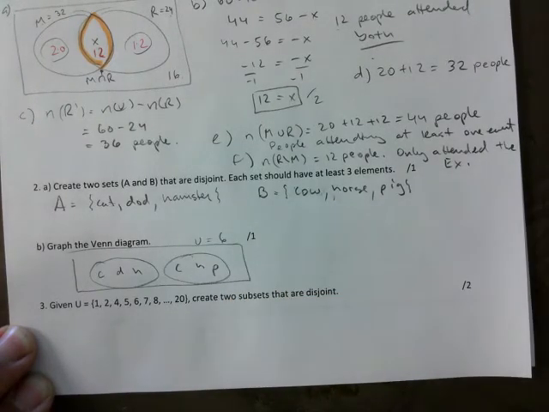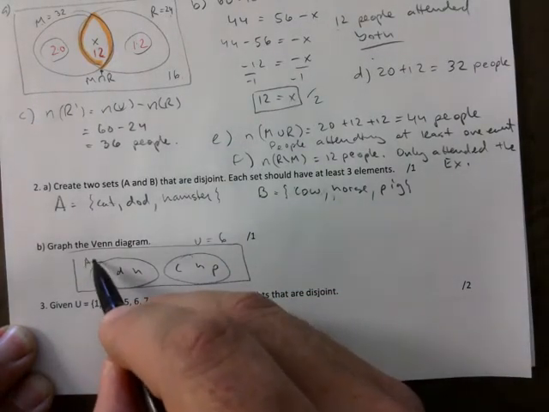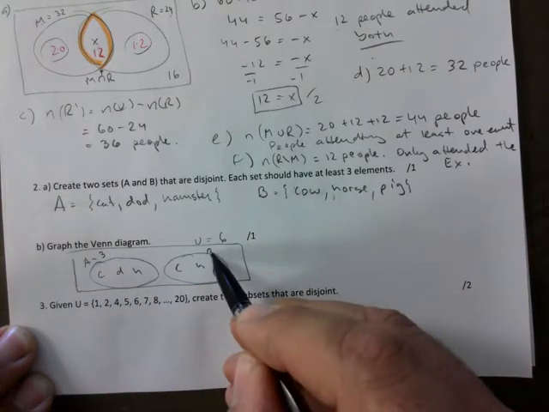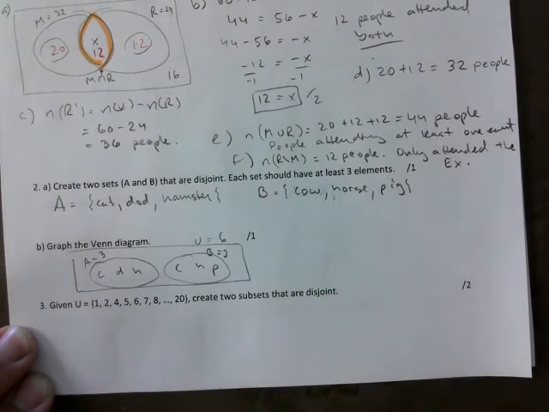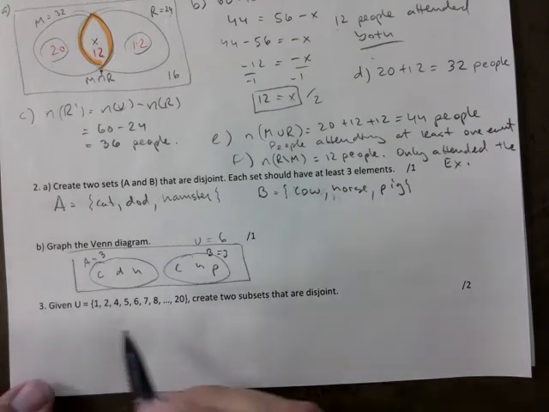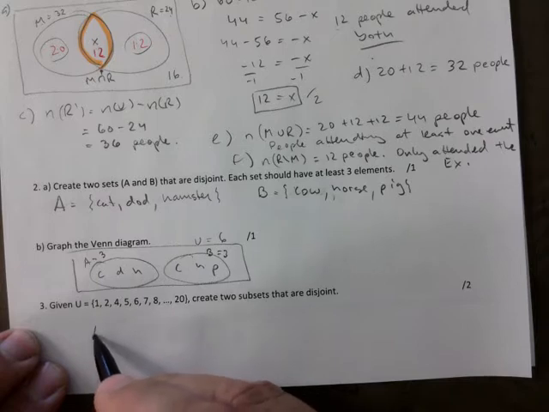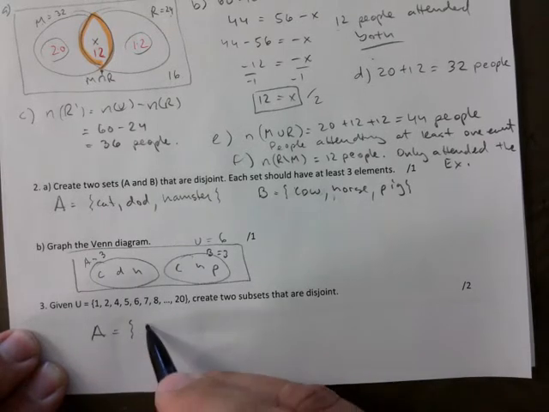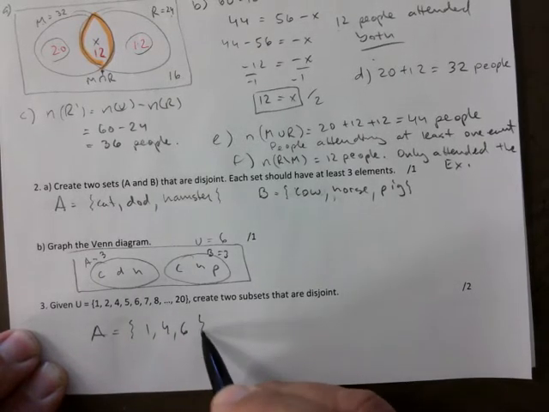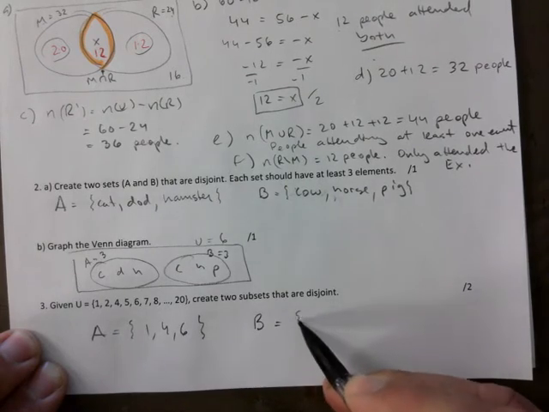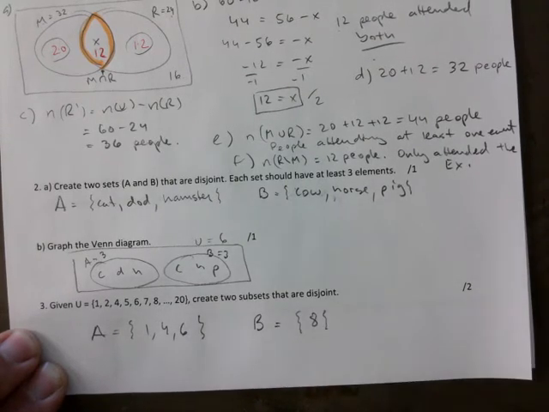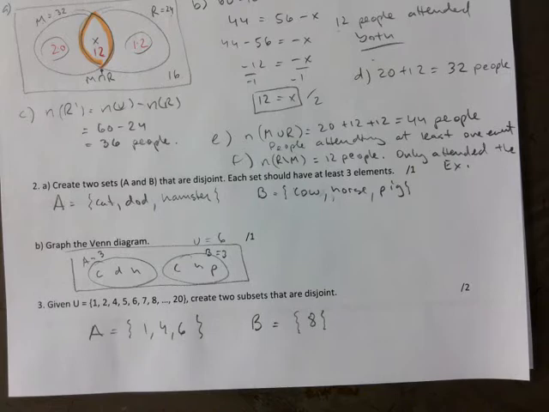My universal is 6. A has 3 in it. B has 3 in it in my case, right? So there's a disjoint set. The Venn diagram does not join. And then here, 2 subsets. So you could have done 1, 4, 6, and B could have been 8 for all I care, right? You're creating subsets and these are disjoint. Okay, could have had more elements.